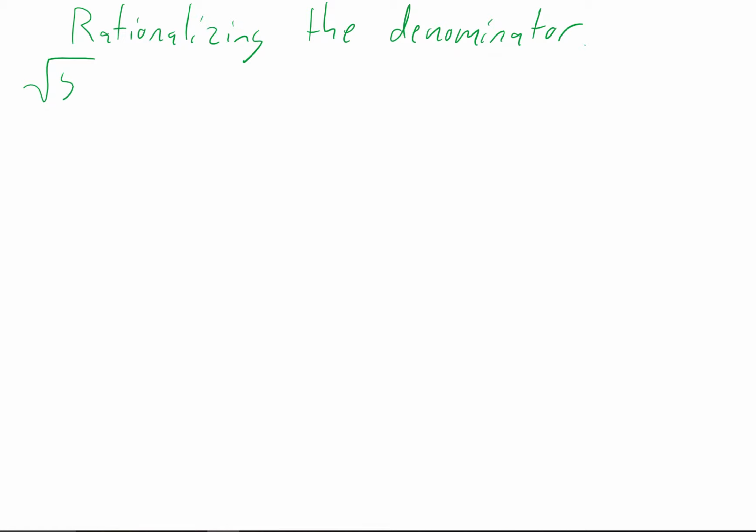Today we are going to talk about rationalizing the denominator. See if we can remember how to spell that. And we're going to talk about it in terms of radicals. So things like the square root of 5. That would be a radical.